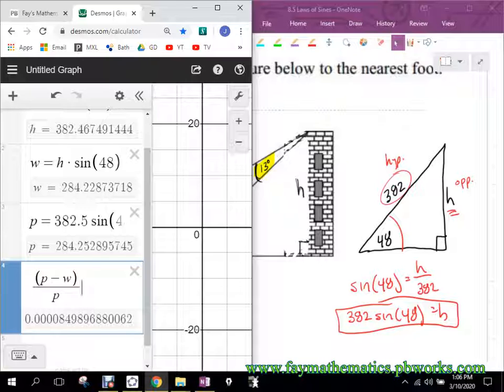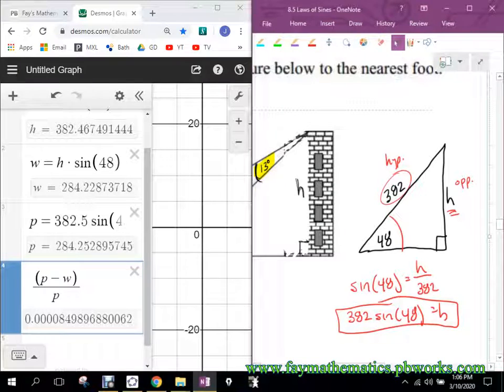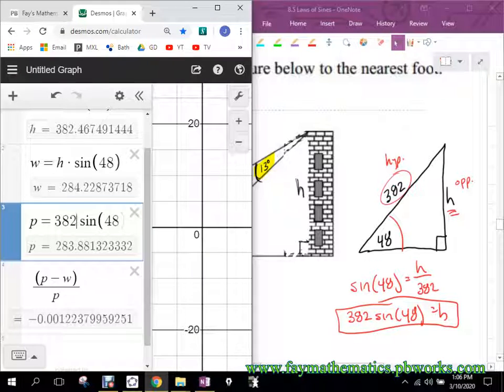So I want to make sure that we understand that if they're asking me to round to the nearest foot, in this case, even if I were to use 382 as a rounded value to find the length of the building, I would have rounded this to 284. And this one, using the exact value, I still rounded 284. Does that make sense? But if they ask me to round to the nearest tenth, and I would use 382, I would have rounded it to 283.9, obviously not the 284.2 that I'm looking for. Does that make sense, everybody?